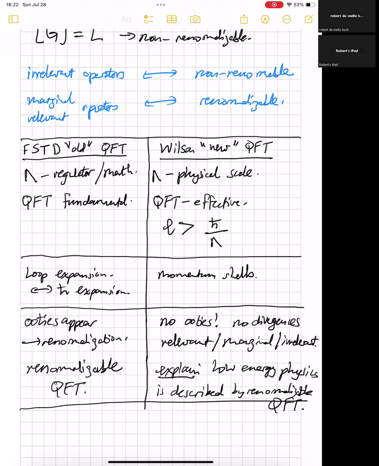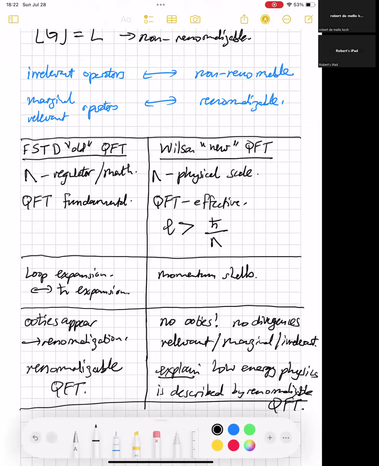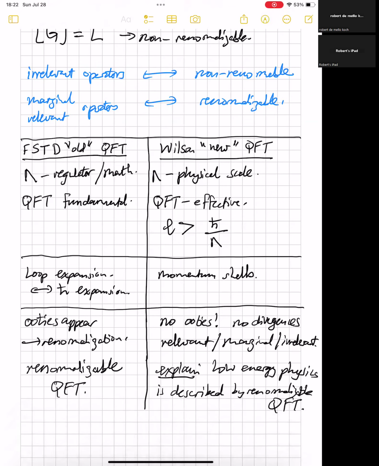Okay, so that's just a bit of a comparison between the two. And I hope you can see what Wilson achieved. What he achieved was quite remarkable. He actually understood what quantum field theory was, that it should be organized according to scales, that there are relevant, irrelevant, and marginal operators, and that at low energies, of course, you're going to get a renormalizable quantum field theory. That's what the low energy theory has to look like. Good.